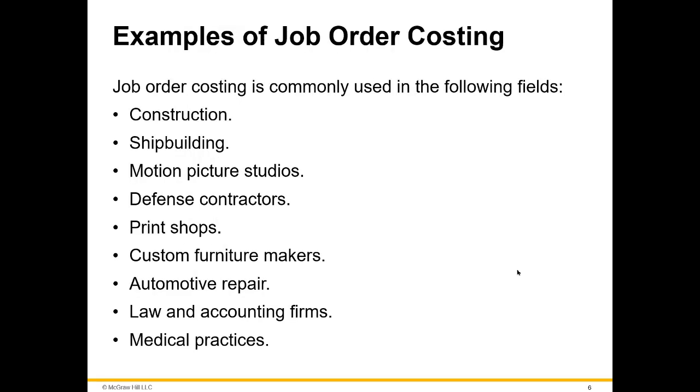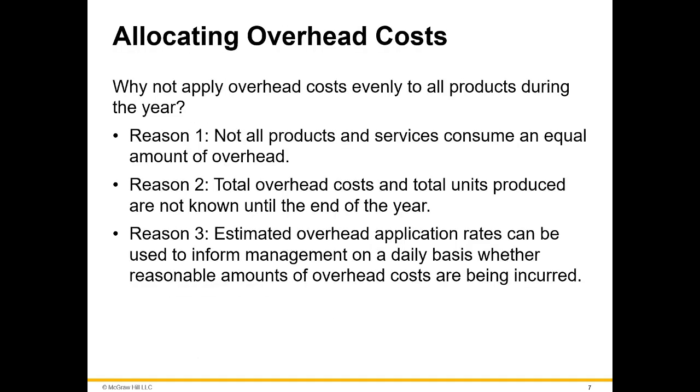So who uses job order costing? Well, anyone that has a unique job. So construction, shipbuilding, defense, print shops, automotive repair. In each of these cases, certainly law and accounting firms, if you're going to do an audit or something, each of these have very unique, notice it's custom furniture makers. So these are each unique, and that usually says we need to use a job order costing system.